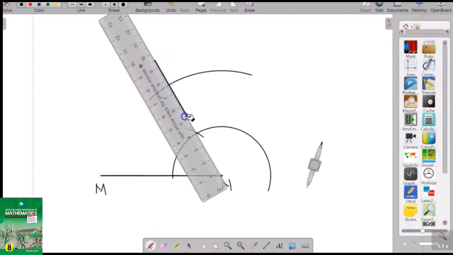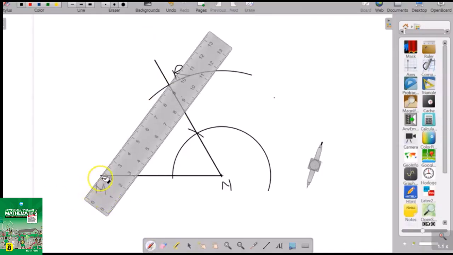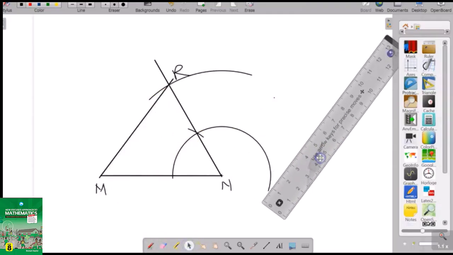So now I can draw passing through this, passing through that. So that becomes our line NR. So then we have our R here too. We can now join R to M to complete our triangle. Right. So we've gotten our triangle MNR.